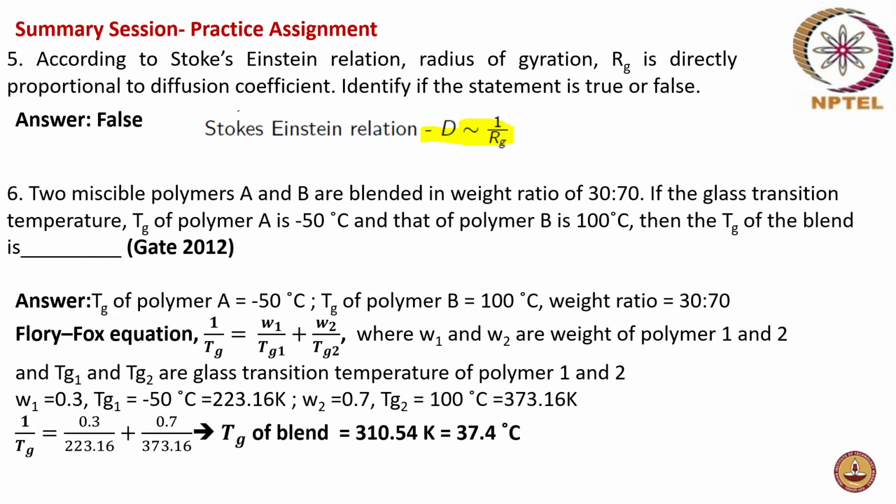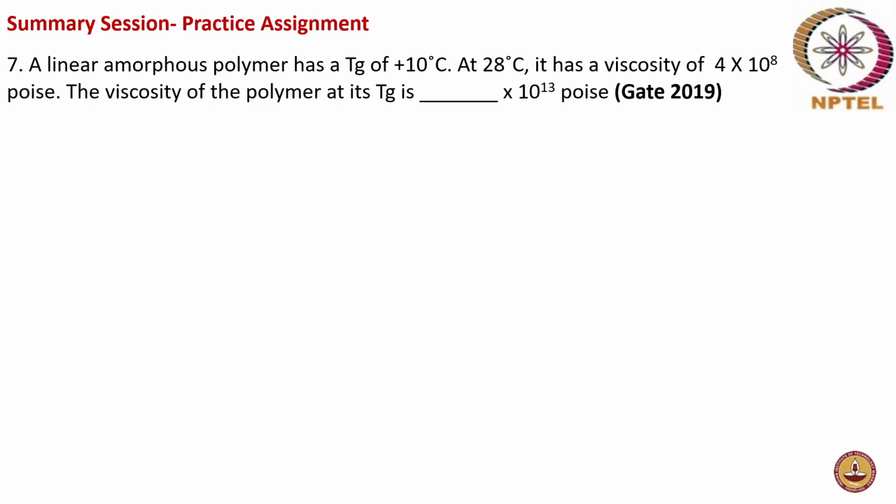You will get the glass transition temperature of the blend. The rest is pure mathematics. So you will end up with a blend glass transition of 37.4 degrees centigrade. Are you able to follow? Shall we proceed to the next question? Okay, fine. Next question.